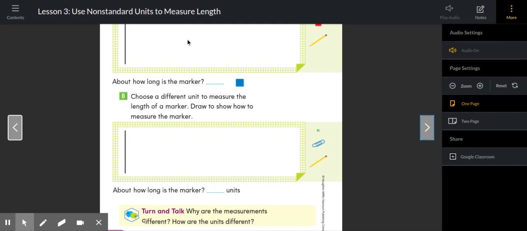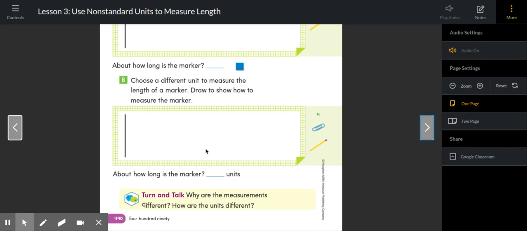So probably the green cubes up here, the paper clips down here. If you don't still have the green cubes, you could use Cheerios, or you could use tiny Legos to line up, but try to use two different things to measure that same object. And here's the point of that. Why are the measurements different? How are the units different? And so the reason we're talking about this is obviously if you use the little green cubes, you're going to need more of those to line up to be the same as the marker than you would the paper clips, which are bigger. So you need to think about that.